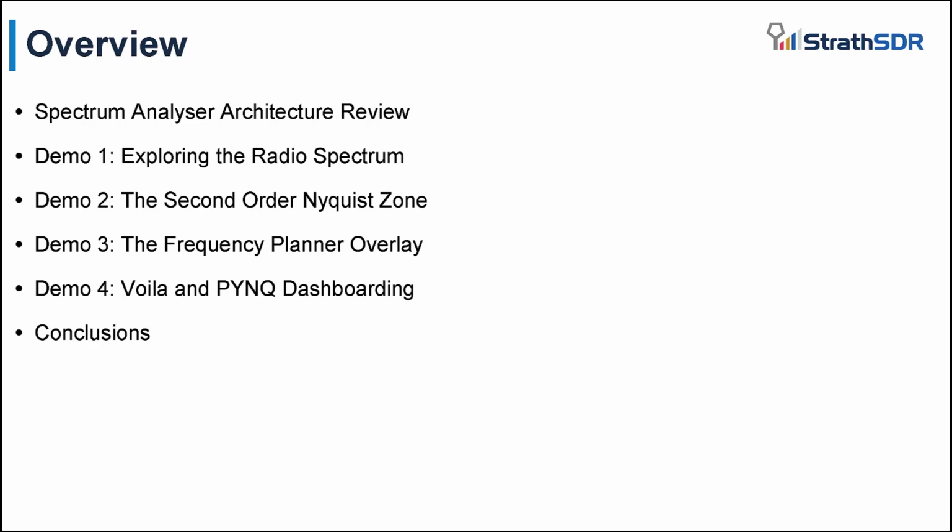Next, the second-order Nyquist zone will be explored in Demonstration 2 by showing how signals in the Wi-Fi band can be acquired using the Spectrum Analyzer. Then, an experimental frequency planning spectral overlay will be presented in Demonstration 3. As you will learn later, the Frequency Planner is a useful tool to evaluate and understand sources of unwanted frequency spectra.